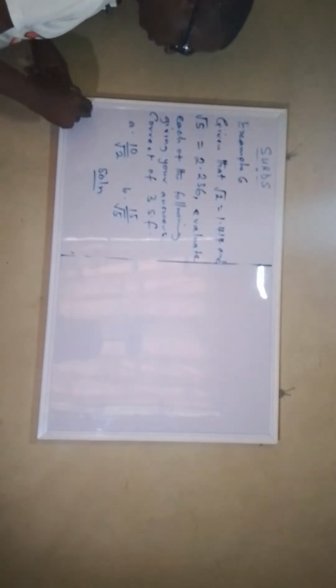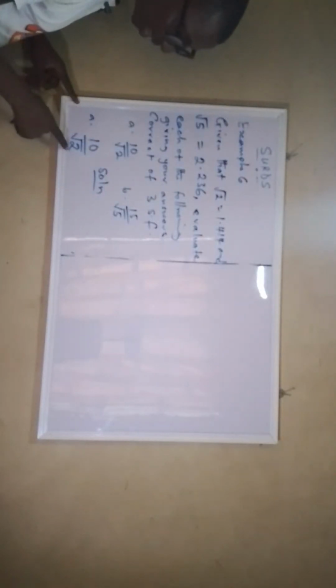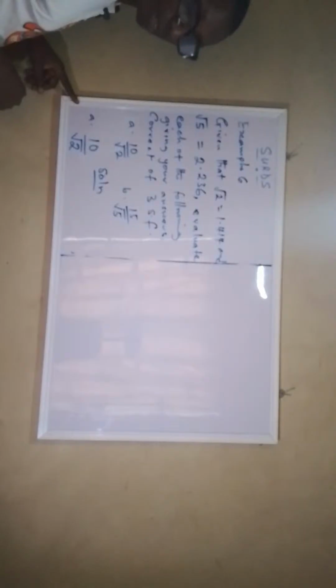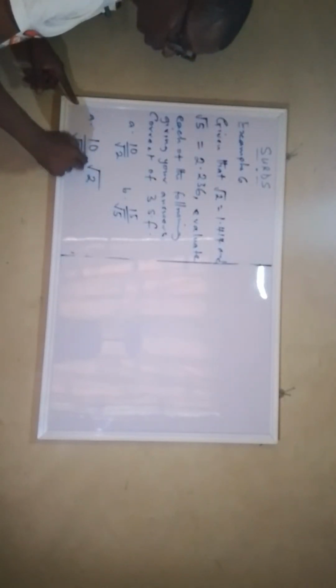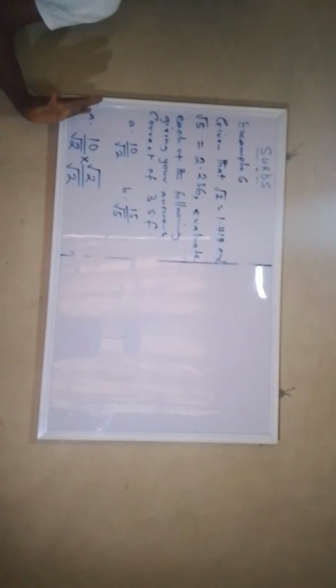So now let's look at it. We have 10 over square root of 2. So if I want to rationalize, I'm going to multiply the numerator and the denominator with the denominator that I have here. The denominator here is square root of 2. So I will multiply this by square root of 2 over square root of 2. So that's what I'm going to do. This is not changing anything, because square root of 2 divided by square root of 2 is still 1. So it's still the same thing as 10 over square root of 2. So what I'm doing now is rationalizing the denominator.